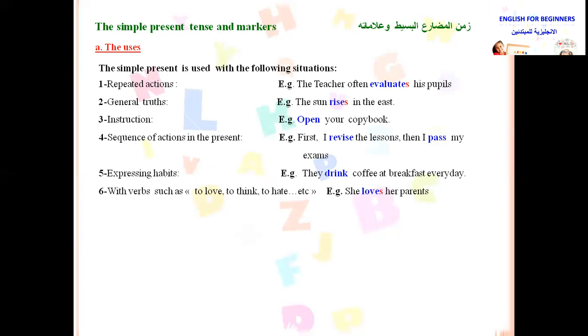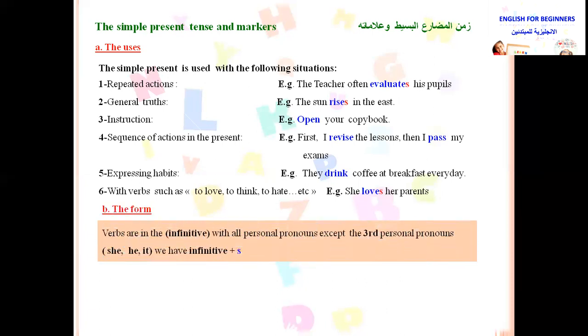They used to drink coffee. Number 6. With verbs such as to love, to think, to hate, etc. It's like an emotion here, like she loves her parents. We cannot say she will love her parents. No, it's in the present. She loves her parents.